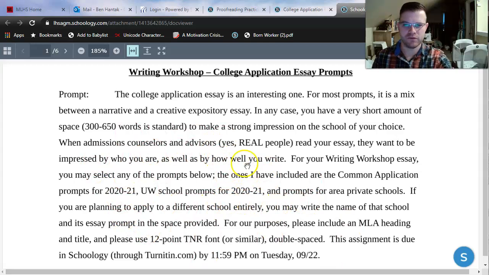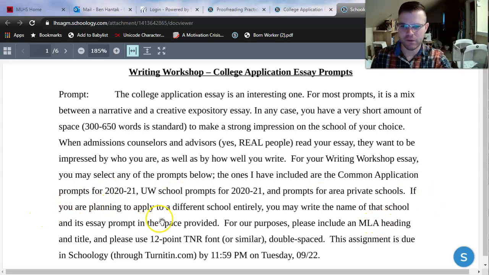Every school in the University of Wisconsin system uses the same prompt, but I know Madison has a separate question that they use as well. I think Eau Claire does, but we'll check that in a moment too. And prompts for a couple of area private schools, especially Marquette. I would put CUW there as well, but CUW is no essay. So for those of you thinking of applying to Marquette, I've included their prompt too.